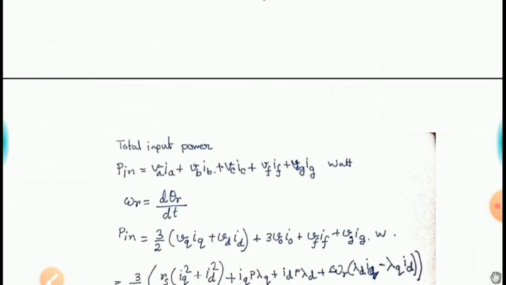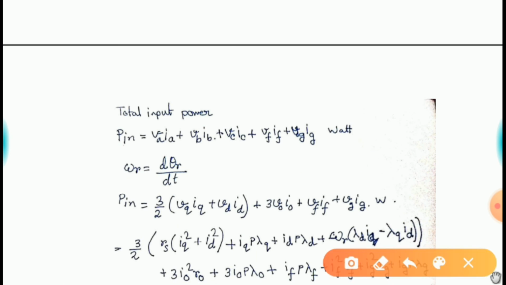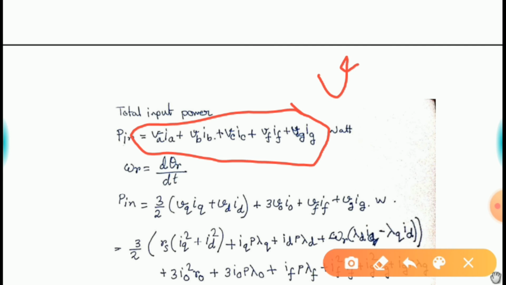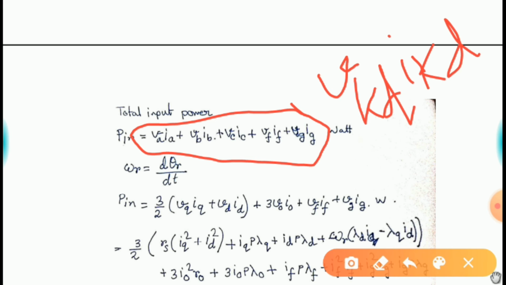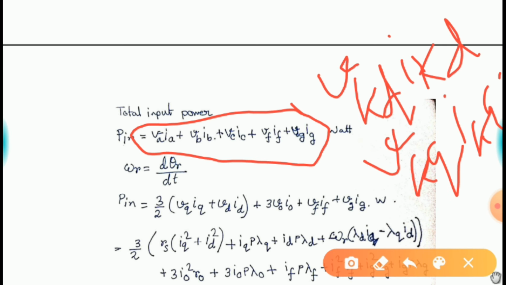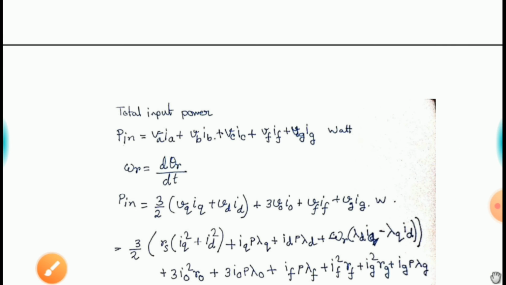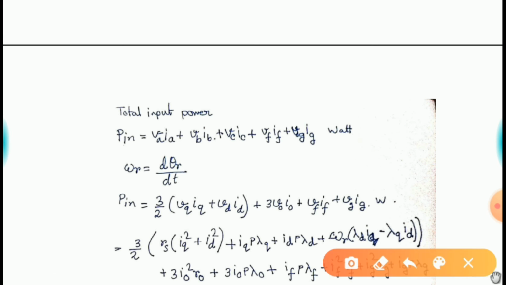Now we must investigate what is the amount of total input power. While we are trying to find out the total input power, the question is why there is no such term like VKD, IKD or VKQ, IKQ. The answer is that if you see those windings, the damper winding terms cannot come in the power equation because damper windings are short circuit. So you will understand that.